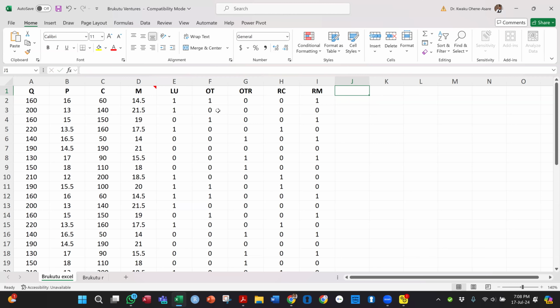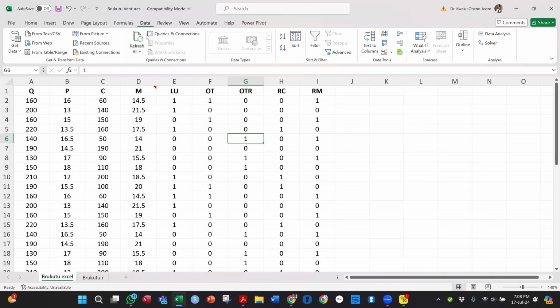So let's start. Look at your Excel sheet. There are 2 sheets at the bottom. I'm talking about the Brukutu Excel, not the Brukutu R. We are going to generate descriptive statistics. I'm going to go so fast, so you want to pay attention. The first thing to do is to click on the Data tab at the top. Click on the Data tab, and on the far right, you should see Data Analysis, and click on it.